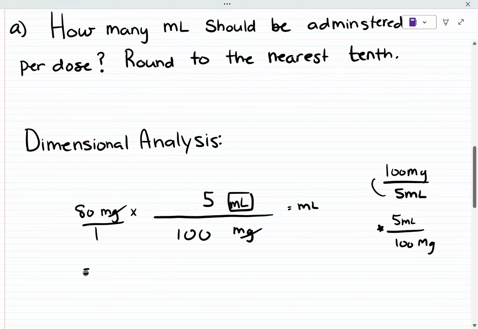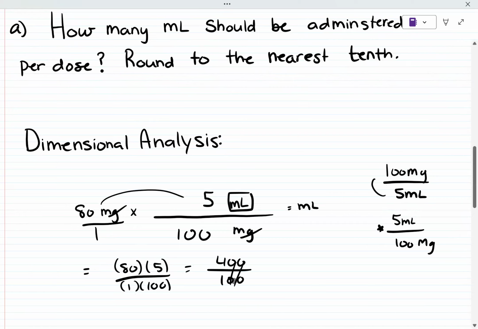So go ahead and multiply it out. When you're multiplying fractions, you multiply across. It'd be 80 times 5 over 1 times 100. 80 times 5 is 400, and 1 times 100 is 100. The zeros cancel, so you're left with 4 milliliters. It says round to the nearest tenth, but 4 milliliters is fine. You don't have to say 4.0.